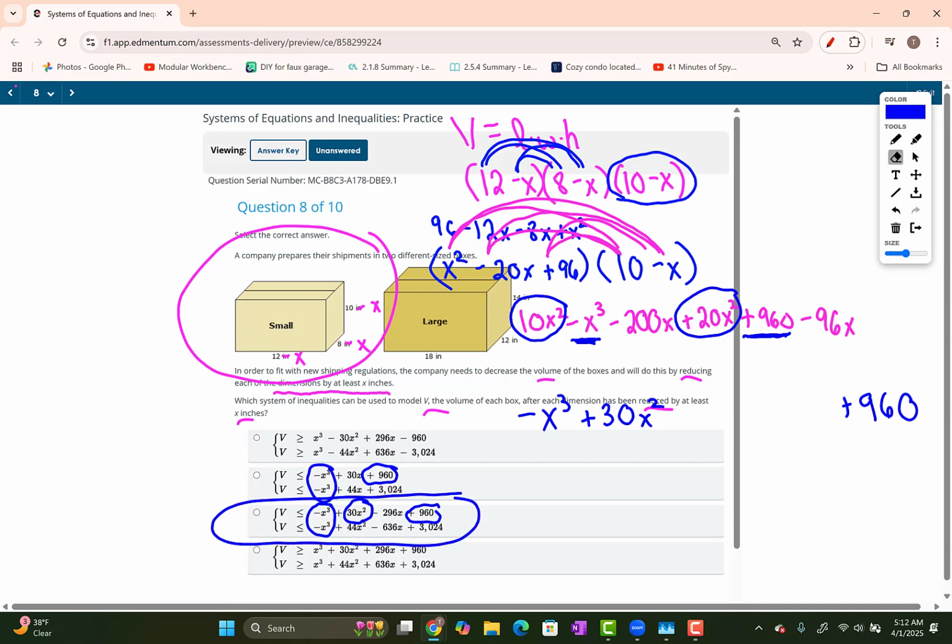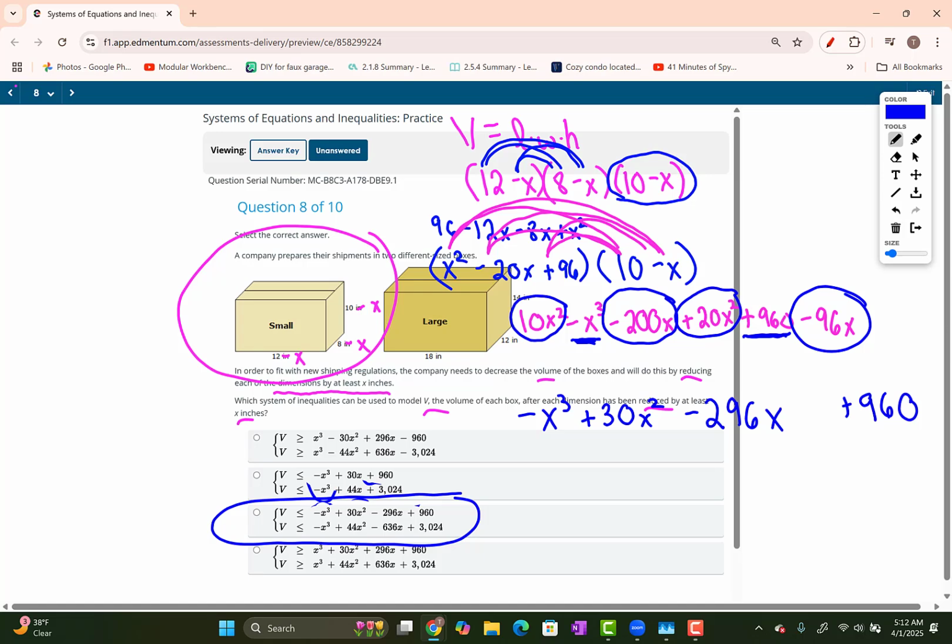Let's just double check and verify. Erase all this so I can see that we do get all the other numbers to match up. Finally, negative 200x minus 96x is negative 296x. And yeah, that does indeed match up with this one.